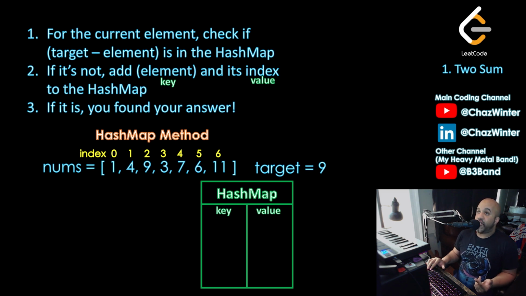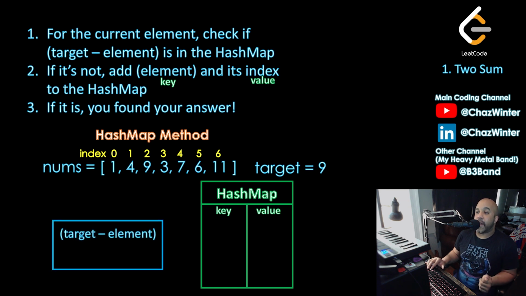And then it says we need to check for target minus element. So let's just keep that in a box right here. For the current element, let's start at the very beginning, index 0, which is the number 1. We need to check target minus element, which is 9 minus 1. 9 minus 1 is 8. Let's put that in the box. And then we're going to check in the hash map. So what we're asking is, looking at these keys, is there an 8 in the hash map? Now, obviously, at this point, we haven't done anything with our hash map, so there's nothing in it. So obviously there is no 8.